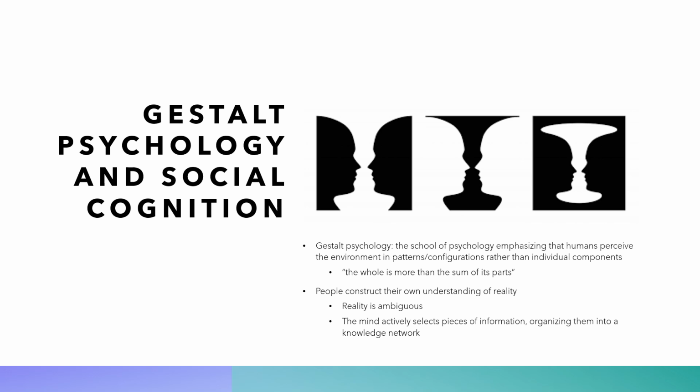So now that we have some working examples that hopefully make sense to us and make this material a little more engaging, let's take a step back for just a moment and discuss the historical context of social cognition and really what it's derived from. Social cognition is derived from Gestalt psychology, which is the school of psychology emphasizing that humans perceive the environment in patterns and configuration rather than individual components. So the famous line associated with Gestalt psychology is that the whole is more than the sum of its parts.